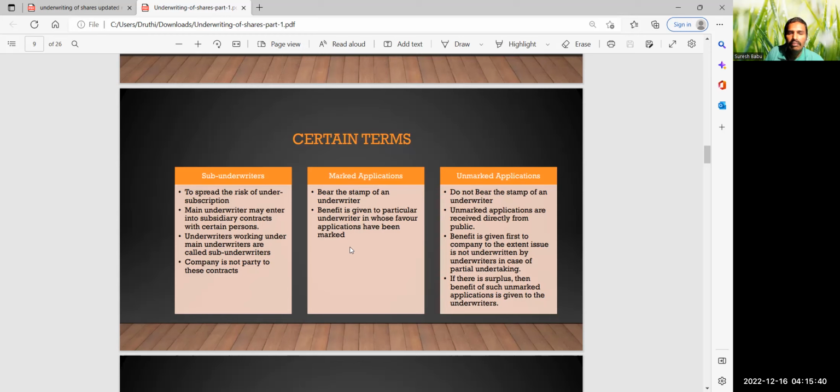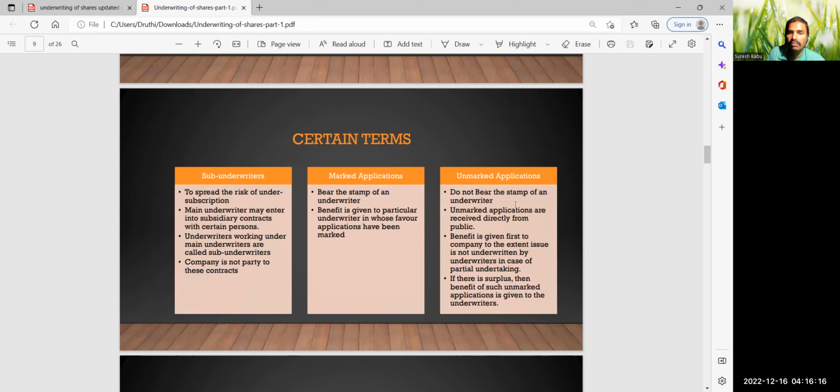Now, marked applications. Pay attention to the movement of the cursor whenever I explain. Marked applications are applications where the stamp of an underwriter, his or her seal, is affixed on the application or the share which is being sold to the public. Why? Because you have to distinguish who has sold it, which underwriter has sold how many shares. Obviously, these underwriters have to use their personal seal, right?